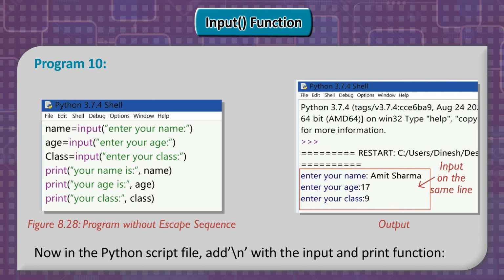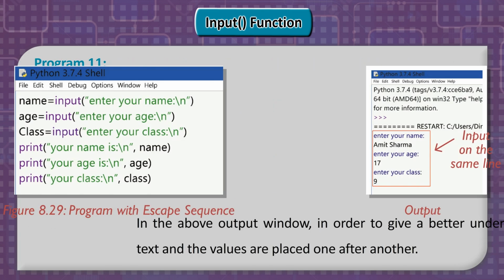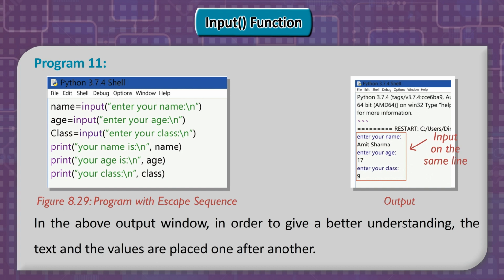Output. Program 10. Figure 8.28. Program without escape sequence. Input on the same line. Output. Now in the Python script file, add \n with the input and print function. Program 11. Figure 8.29. Program with escape sequence. Input on the same line. Output. In the above output window, in order to give a better understanding, the text and the values are placed one after another.